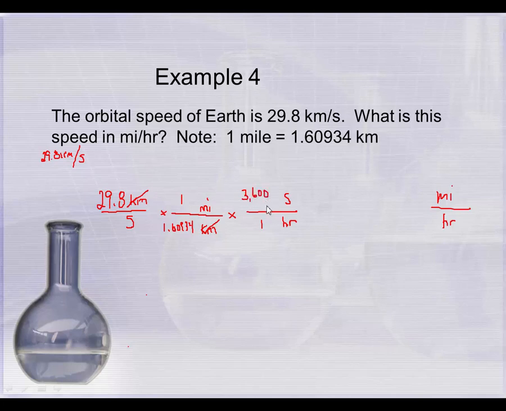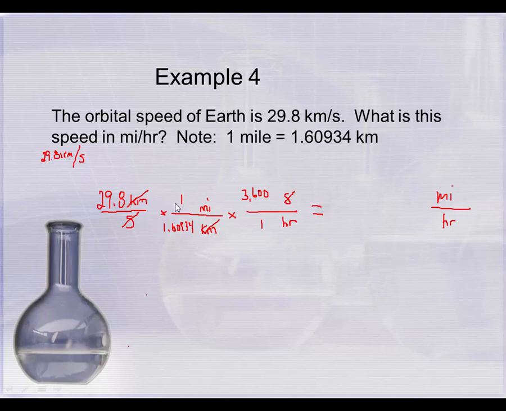3,600 seconds. Okay. Now, if you didn't know that, or if you couldn't figure that out, how many steps would you have to take here? 2. You'd have to convert hours to minutes and then minutes to seconds. But we were able to figure that out. So seconds will wind up converting seconds. That's going to leave us with miles on top and hours on the bottom, which is what we wanted. So we're going to be able to do the calculation now.